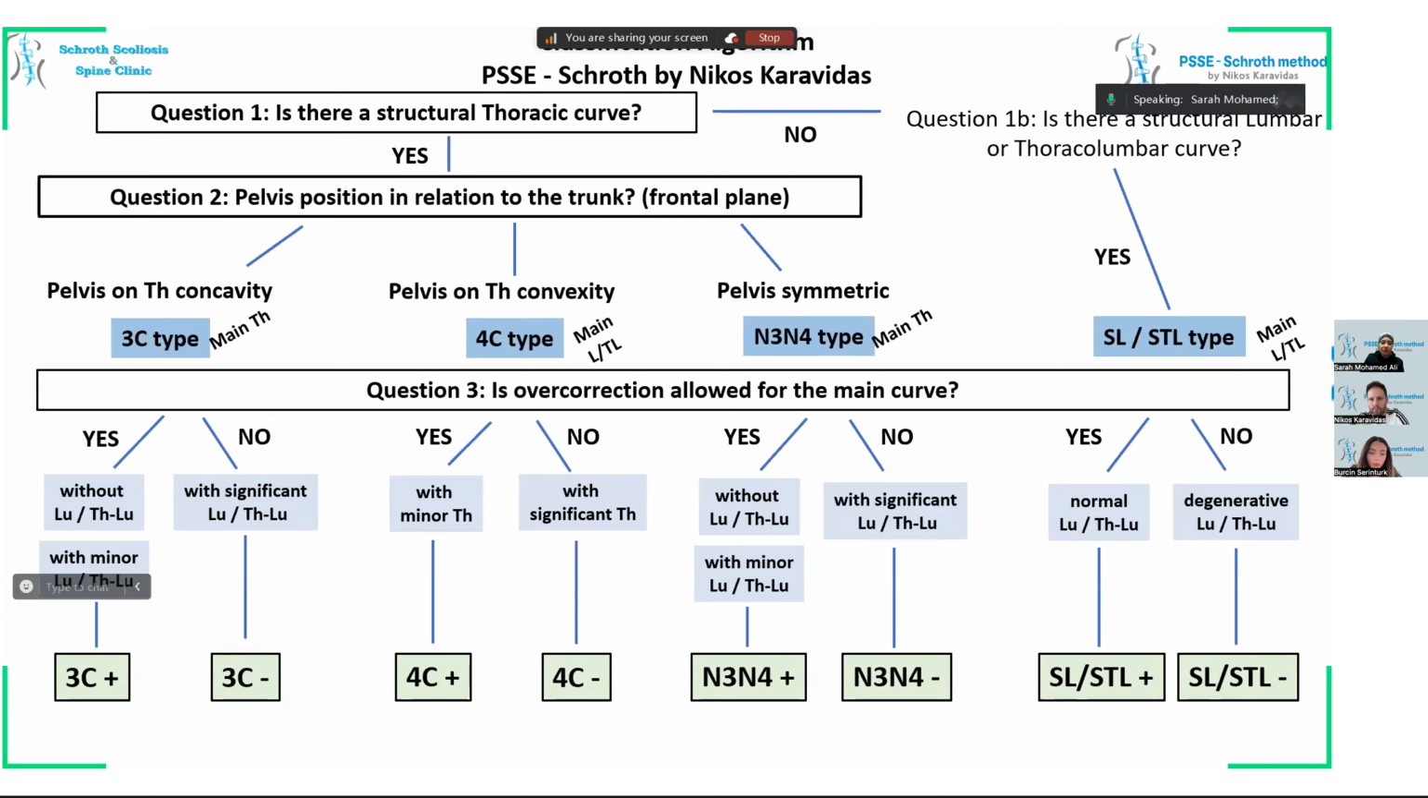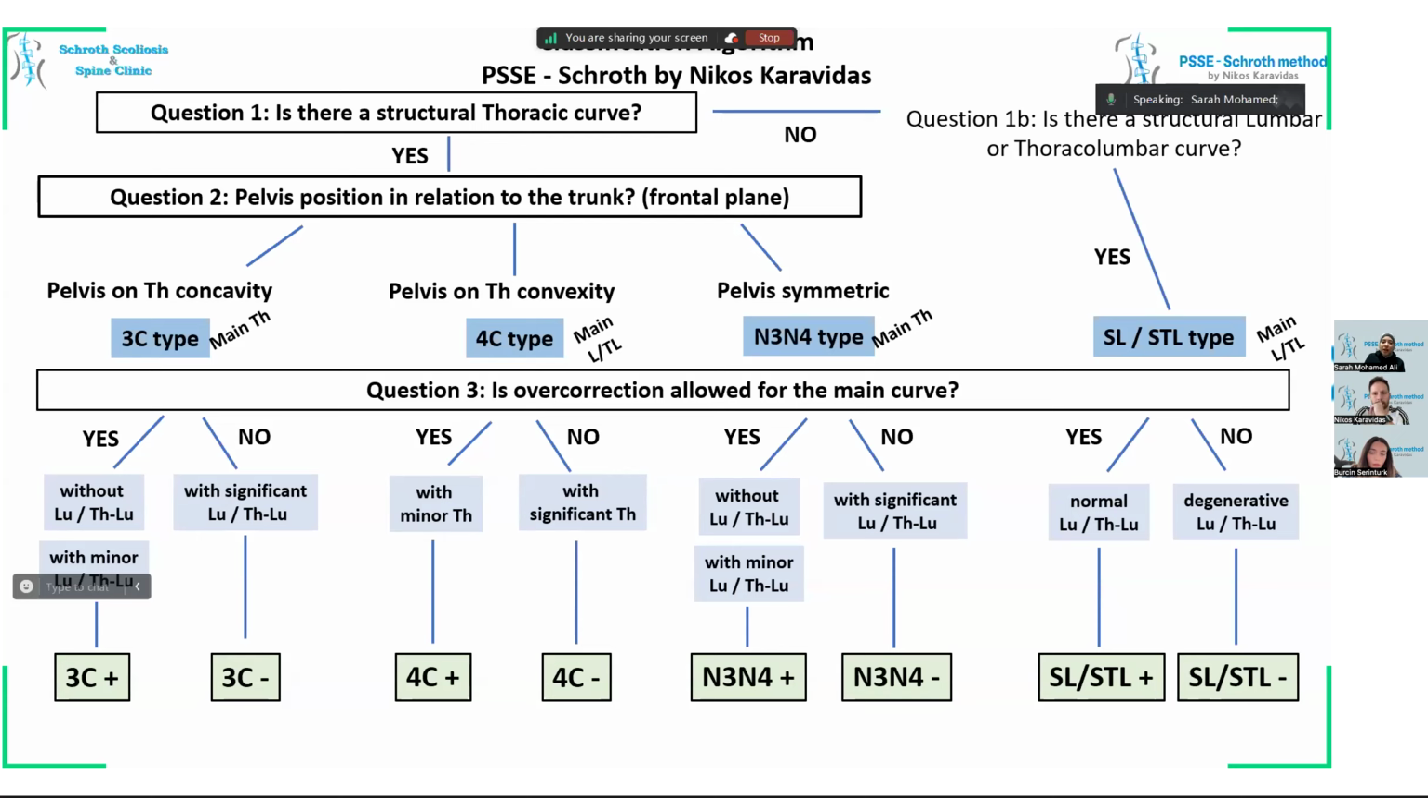For example, for the 4C type, the main curve is the lumbar or thoracolumbar. So we ask ourselves the same three questions. Is there a structural thoracic curve? Yes. The pelvis in relation to the trunk: in the case of the 4C type, we have the pelvis on the thoracic convexity. What is my main curve? The main curve is the lumbar or thoracolumbar. So can I do an overcorrection for the main curve? I need to look at the other curves in the X-rays.